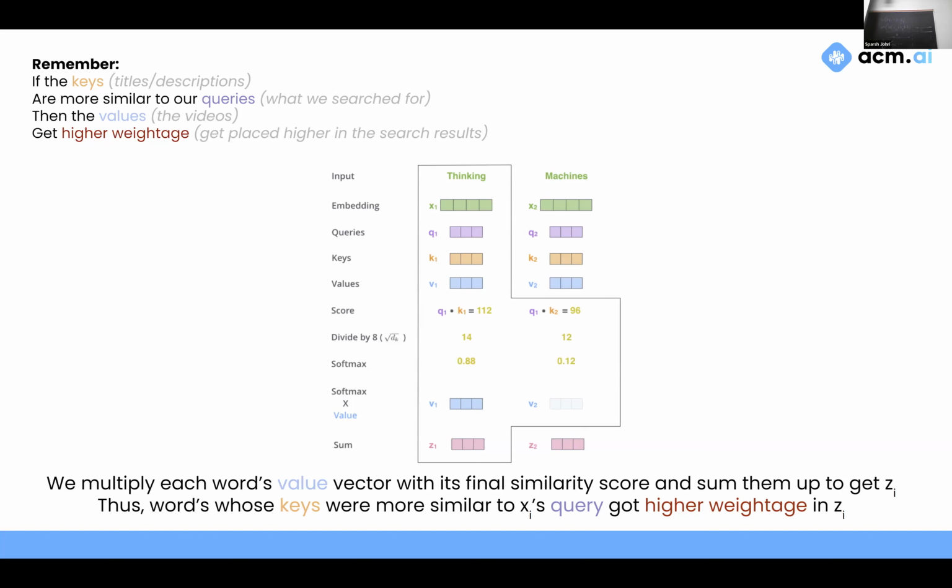Now you have values you got from querying the keys. Then another network transforms them into, here's what my actual content is. You sum those values based on the scores that the query got from asking all the keys, how relevant are you? How relevant are you? That's the process.